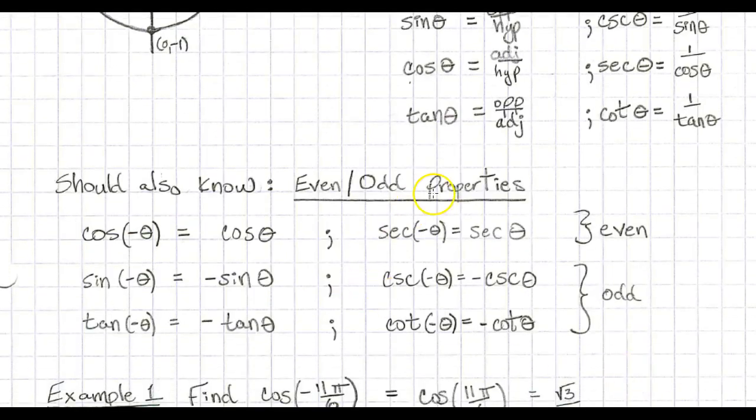We also should know the even and odd properties. Basically, the cosine of theta is an even function, and thus the secant of theta, because it's 1 over cosine, is also even. The other 4 of the 6 trig functions are odd. So they actually all have symmetry. The cosine and secant functions are even, which means they are symmetric with respect to the y-axis. And the sine, cosecant, tangent, and cotangent are all symmetric with respect to the origin.